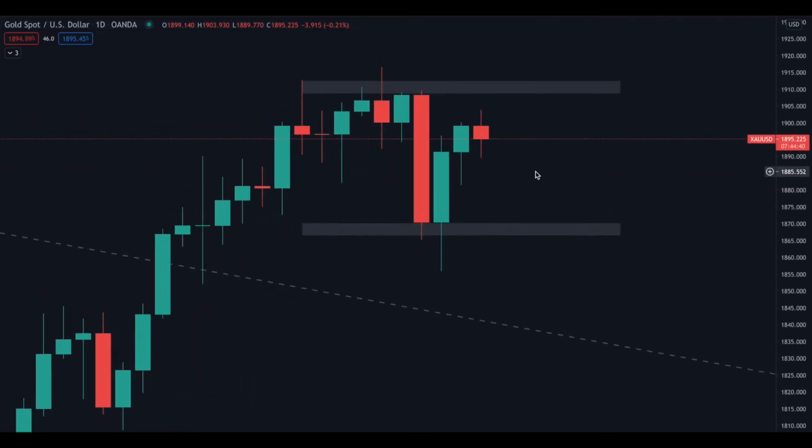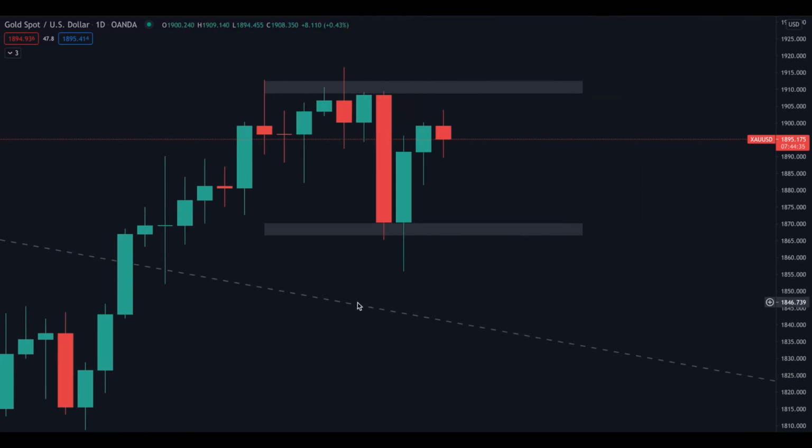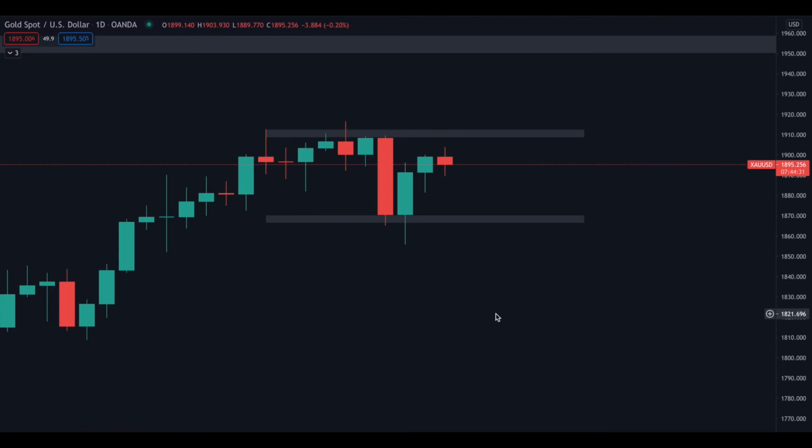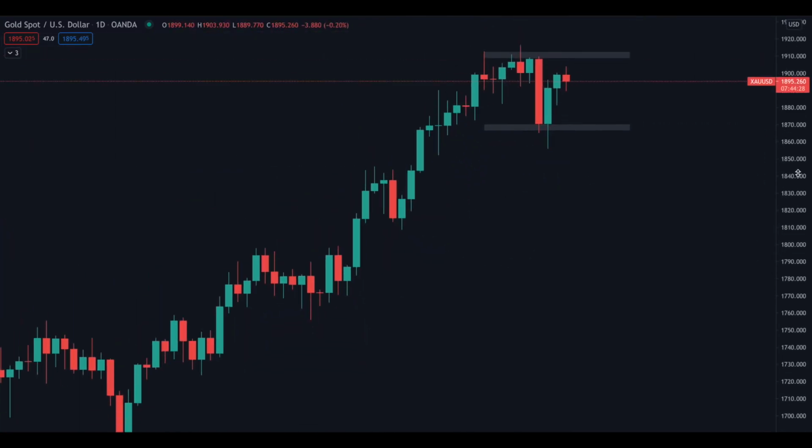So far I've got two daily levels. I've got a resistance and a support. I've got this trend line. This trend line isn't actually helping me much anymore. I know that I've broken and retested that on the higher time frames. I'm more concerned with more recent stuff now.